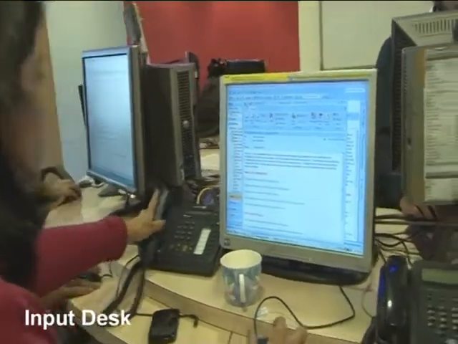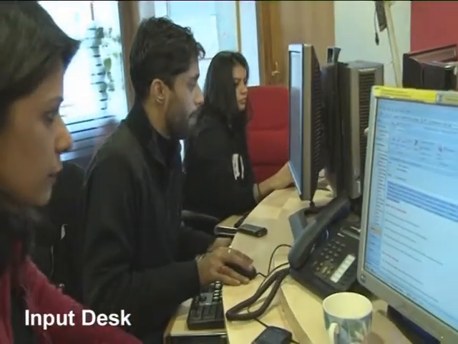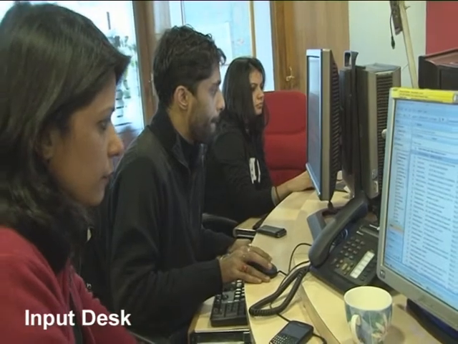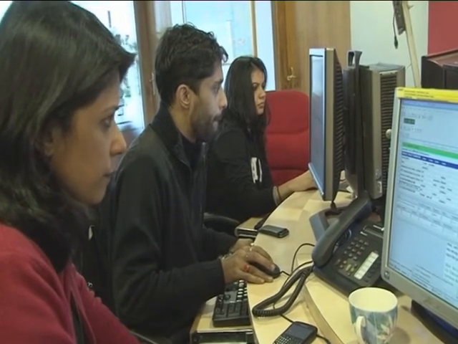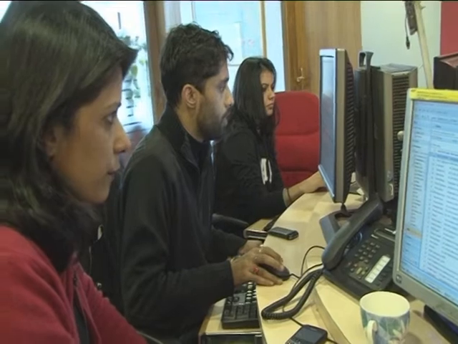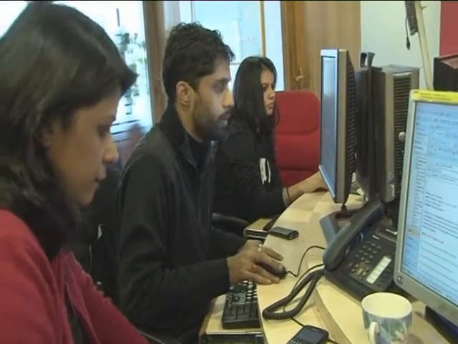And this is the input desk. News constantly streams in here from various sources as the team monitors newsworthy events from all around the world. These are then passed on to the output desk.